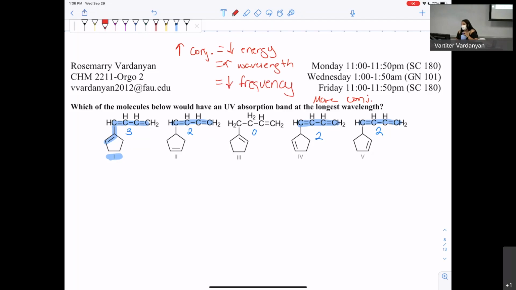Absolutely. So just to reiterate, based on this, that means number 3 would have the lowest or the shortest wavelength because it does have the least amount of conjugation. Correct. And then 2, 4, and 5 would all be tied.